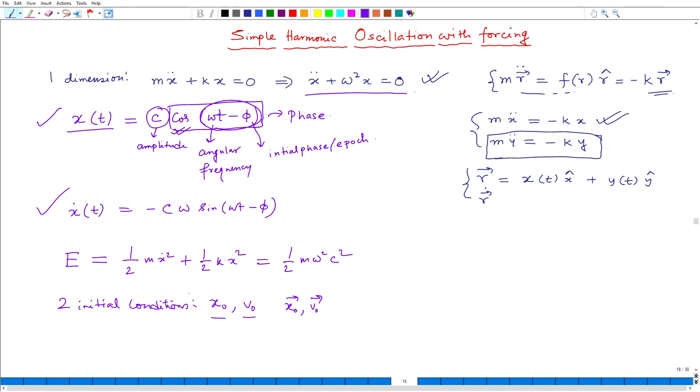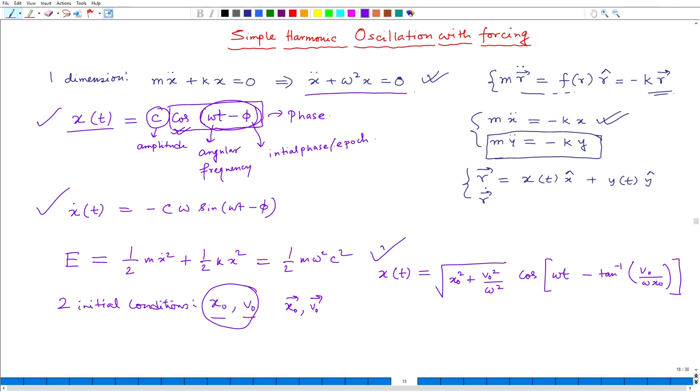Now, if these are the two initial conditions, then the most elegant form of the solution we showed in the last lecture was root of (x 0 square plus v 0 square by omega square) times cos(omega t minus tan inverse, or arctangent, of v 0 by omega x 0). I think you can remember that, and from that you can calculate x dot. All this you can do.